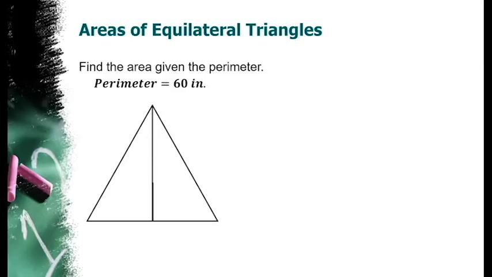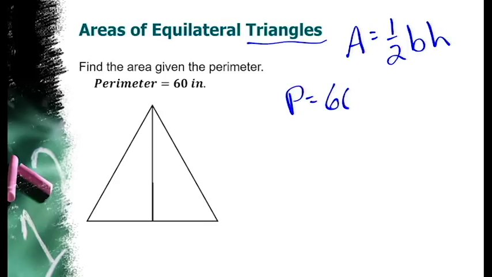So let's use that information to help us find the area of an equilateral triangle. Being that these are triangles, we are going to stick with our normal triangle formula for area, which is 1/2 the base times the height. So if we have a perimeter of 60, if we divide that by 3, that gives us each side length of 20 inches.